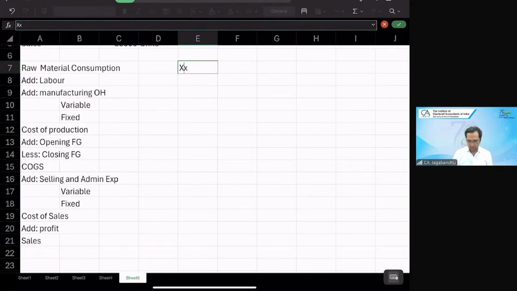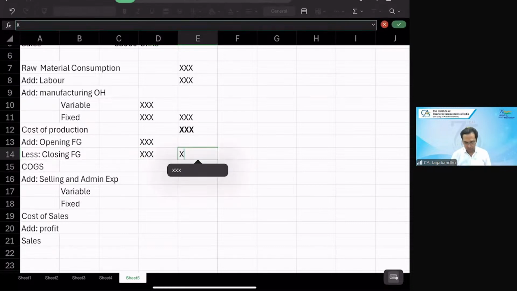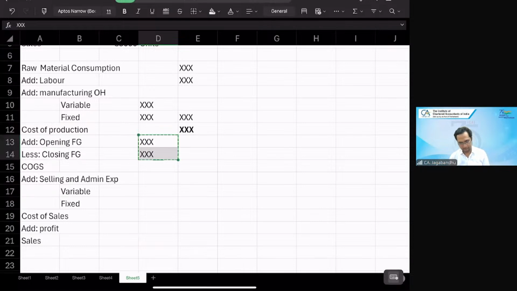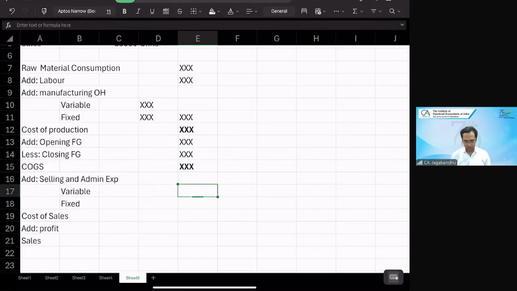So you will have raw material consumption here. We'll add labor. Now regarding the manufacturing overheads, you'll have it over here. The total will come over here. So this is the cost of production. Opening finished good stock less closing finished good stock will give you the COGS figure, right? Then again, you will say variable selling and admin, fixed selling and admin.